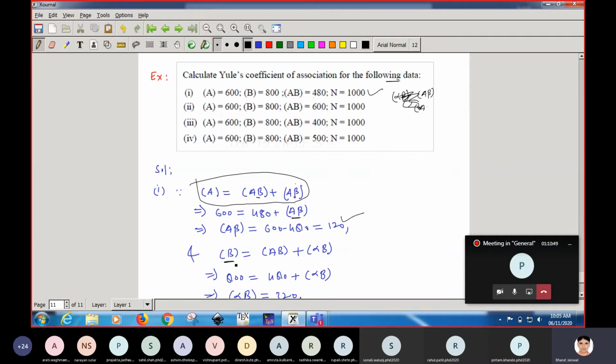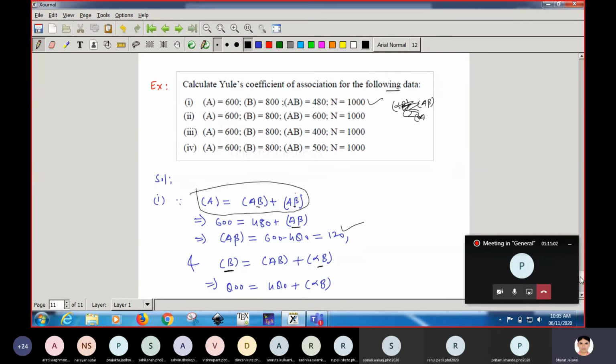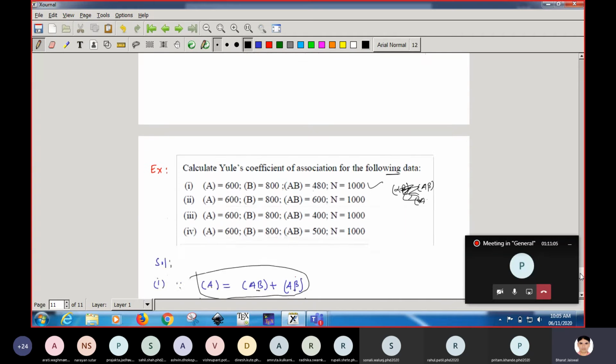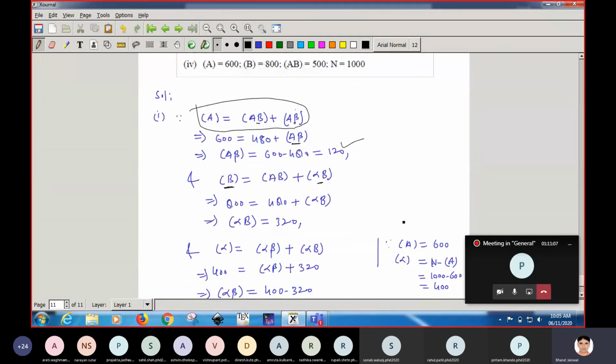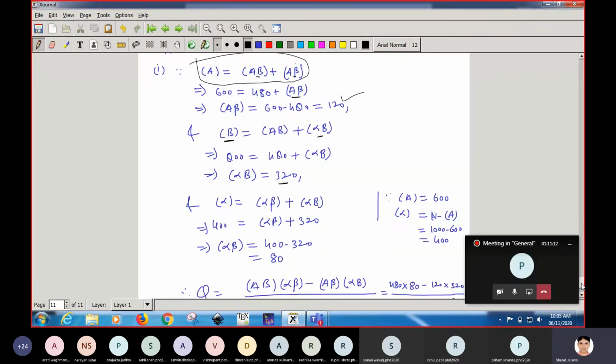Similarly we can find B, presence with A plus absence with A. B is already given here as 800. So we can calculate alpha B, because we need A beta and alpha B. A beta we have calculated, and alpha B is 320. Similarly we can calculate alpha beta. How will we calculate it? Alpha with presence of B, alpha with absence of B.